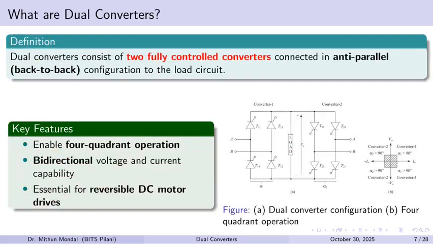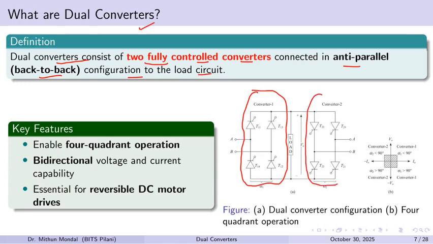Now today's topic is the dual converters. So what are dual converters? Dual converters basically consist of two fully controlled converters which are connected in anti-parallel, meaning back to back, in the configuration to the load circuit. Here we can see the circuit. We have the first converter and there is a second converter set of thyristors. These two converters are connected anti-parallel, back to back, and that will deliver the power to the load.